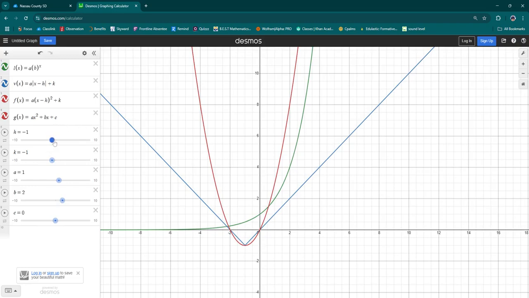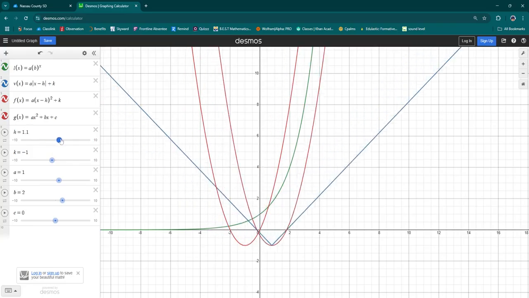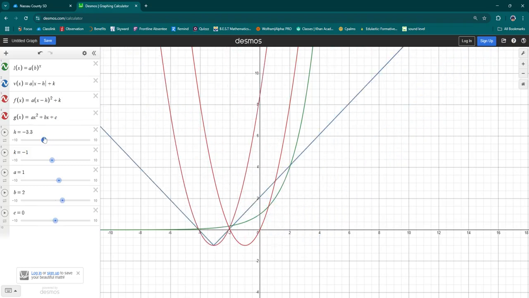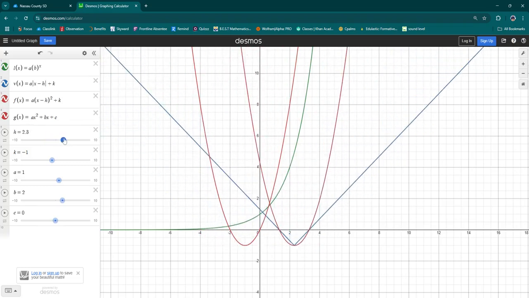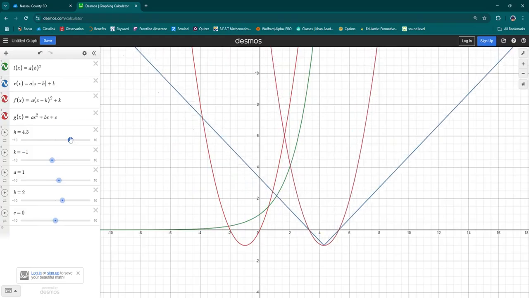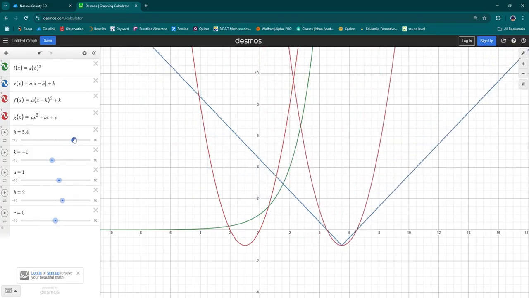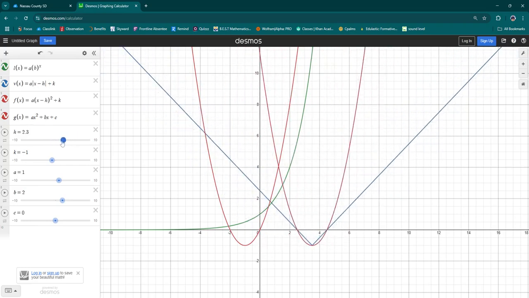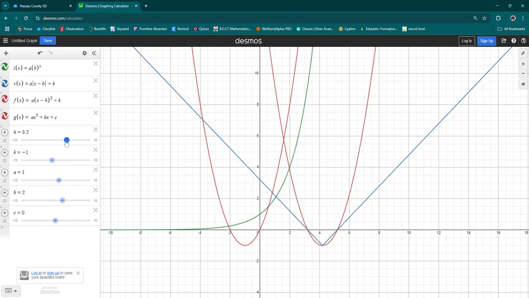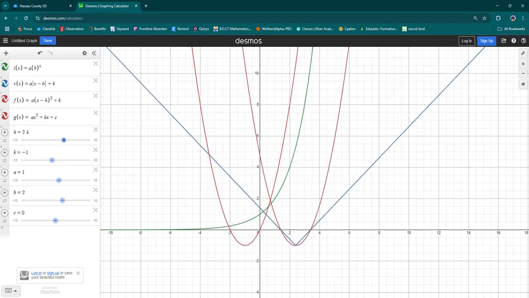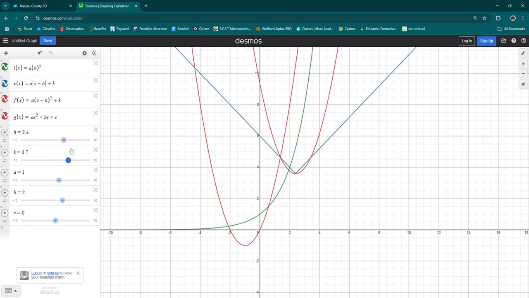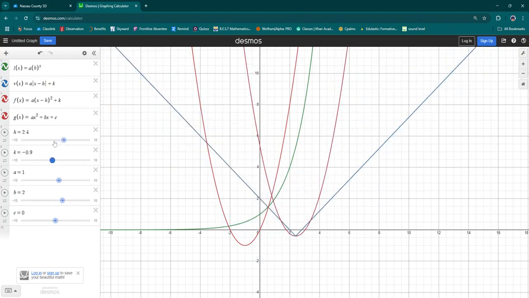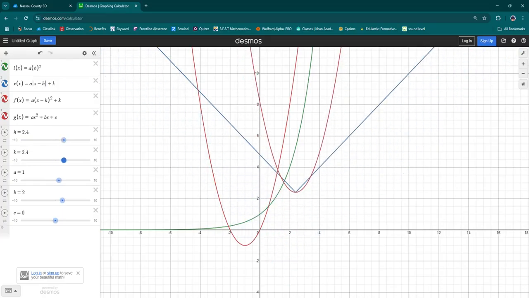And notice when I changed h and k, it changed the vertex x value for both. This is changing h, so it changes the vertex value of both the parabola and the absolute value function. Okay, if I want to shift it upwards, I change the k value. That's going to change where my vertex is.